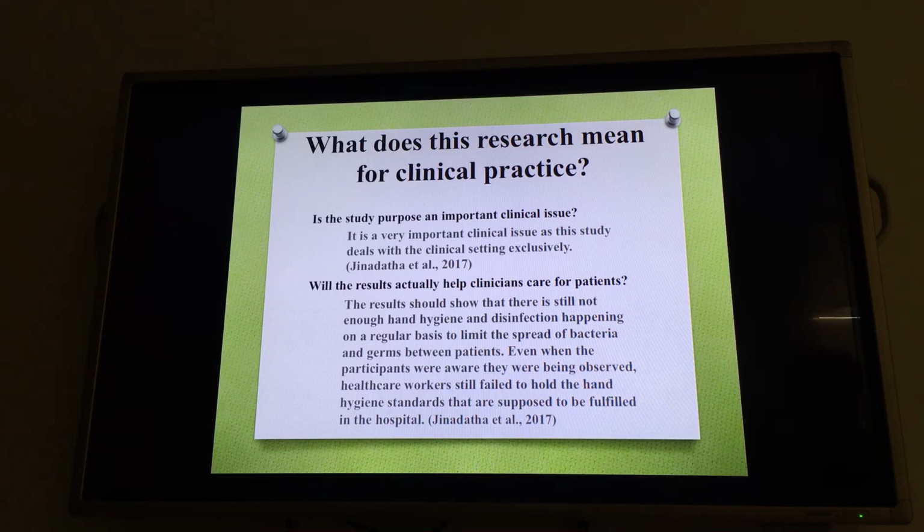Even when the participants were aware they were being observed, healthcare workers still failed to hold the hand hygiene standards that are supposed to be fulfilled in the hospital.